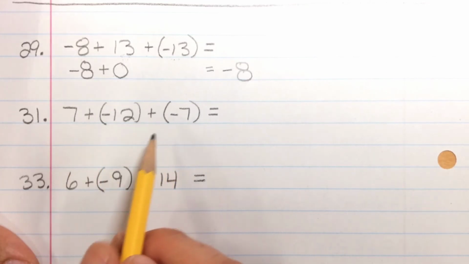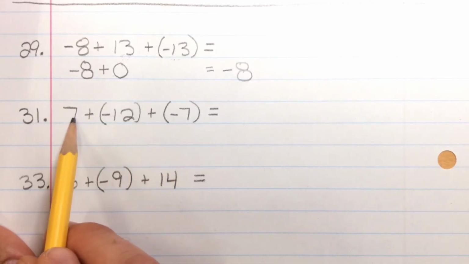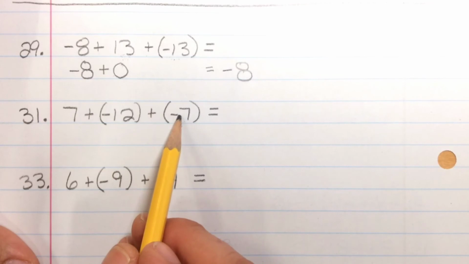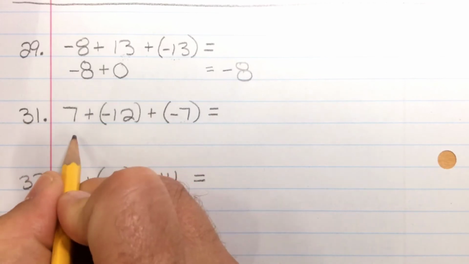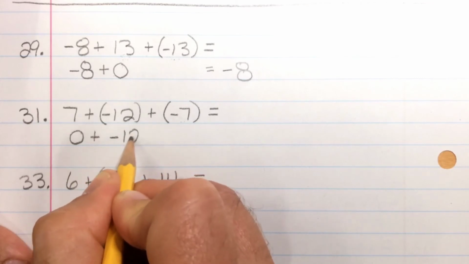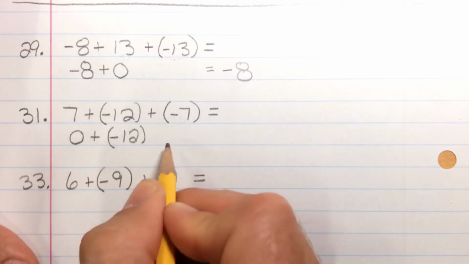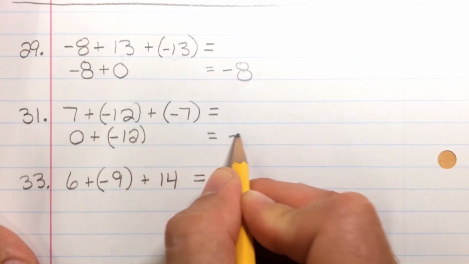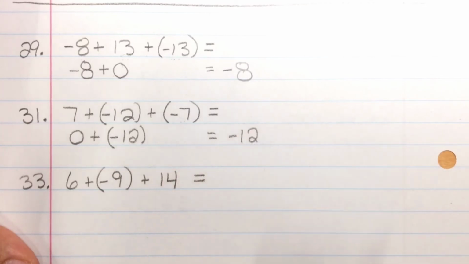This one here, similarly, I could add the 7 and the negative 7 first to get 0, plus this negative 12 that I haven't done anything with yet. 0 plus negative 12 is negative 12.